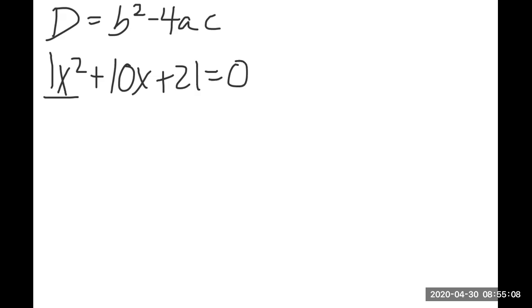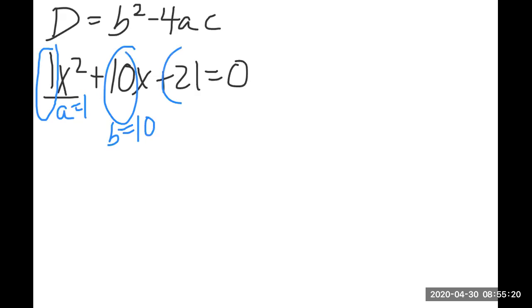So now that we have our 3 numbers in the formula, we can take out our a, b, and c. Our a number is going to be that 1. B is going to be 10. And c is going to be 21. And we have no minus signs here, so we don't need to worry about negatives. Everything's going to be positive. So now that we have a, b, and c, we're going to go ahead and plug it into this formula and figure out what the discriminant number is. So we're going to solve for D.